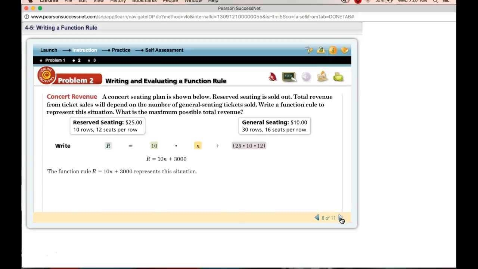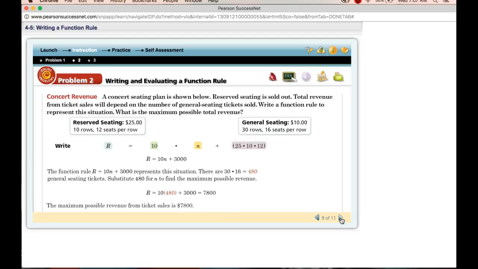The function rule R equals 10 times N plus 3,000 represents this situation. There are 30 times 16, or 480, general seating tickets. Substitute 480 for N to find the maximum possible revenue. The maximum possible revenue from ticket sales is $7,800.